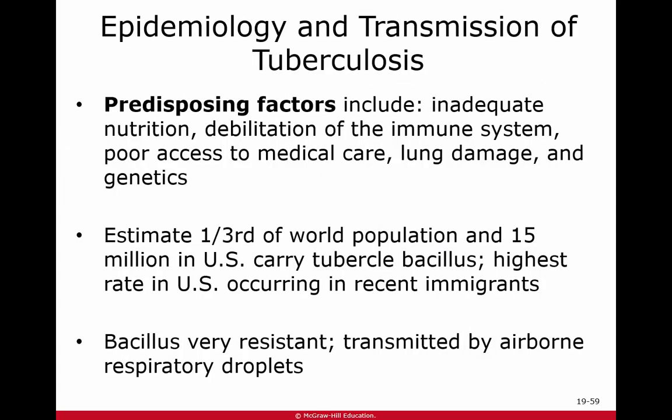How is tuberculosis transmitted, or who's involved? Well, things like inadequate nutrition, a debilitated immune system, poor access to medical care, lung damage, and genetics are some of the predisposing factors. It's estimated that a third of the world's population and 15 million people in the U.S. carry the tubercle bacillus. The highest rate in the U.S. occurs in recent immigrants. So there are a lot of carriers for this. But just because you're a carrier doesn't mean you contract it.